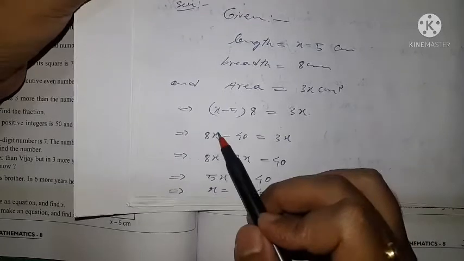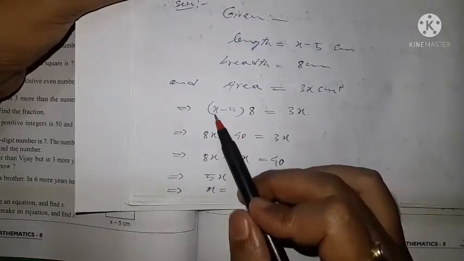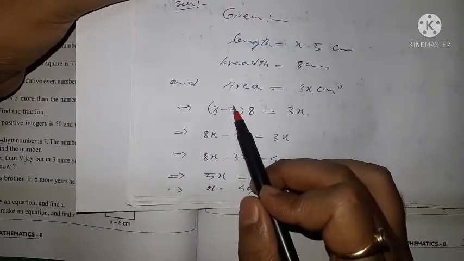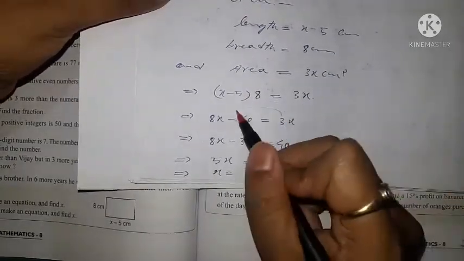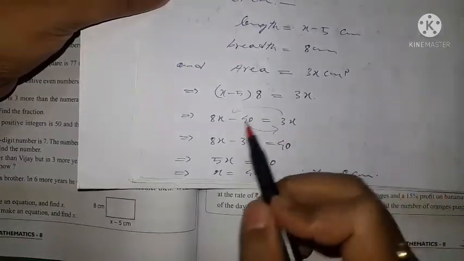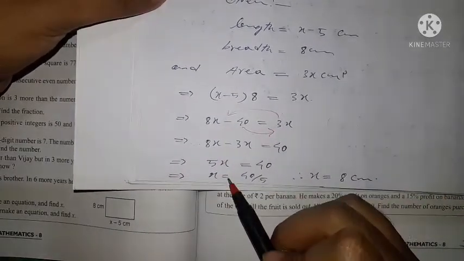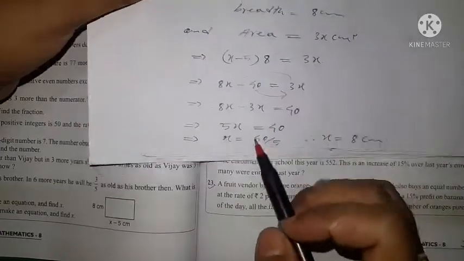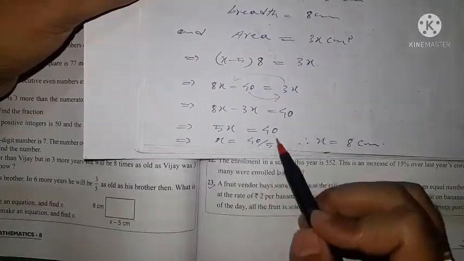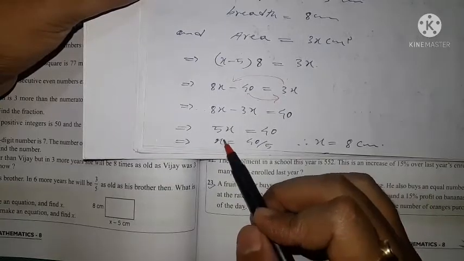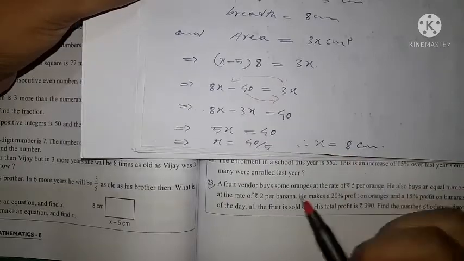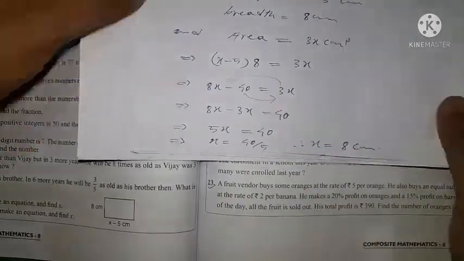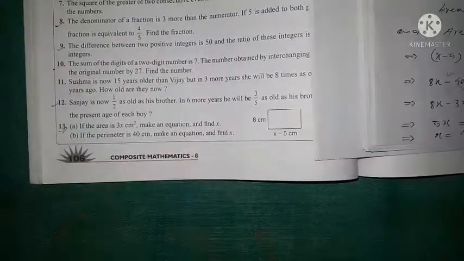If we use the distributive law, then 8 into x, that is 8x, minus 8 into 5, that is 40, equals thrice x. So if thrice x moves to this side and 40 goes to this side, it will be 8x minus thrice x is equal to 40. So 8x minus thrice x is 5x, equals 40. Therefore the value of x is, this 5 comes down, 40 divided by 5. So the value of x is 8 centimeter. In this manner we find the value of x.